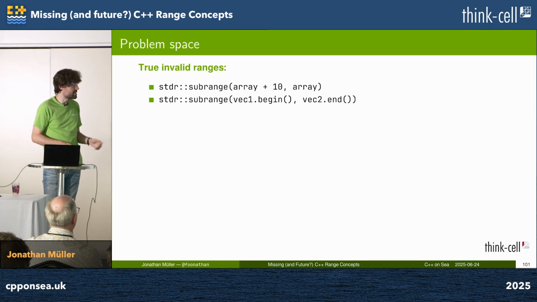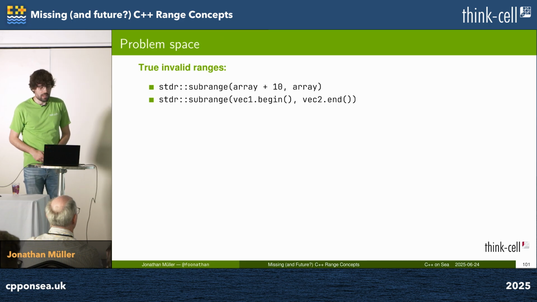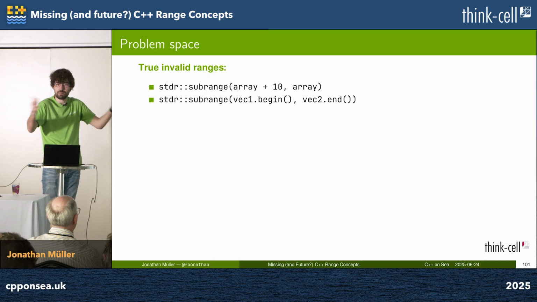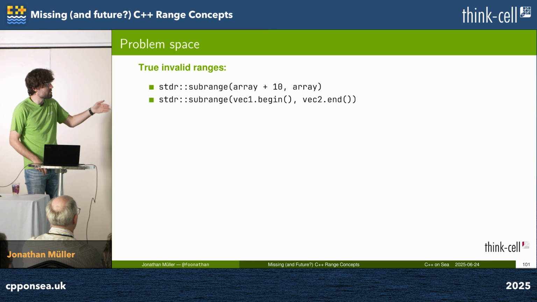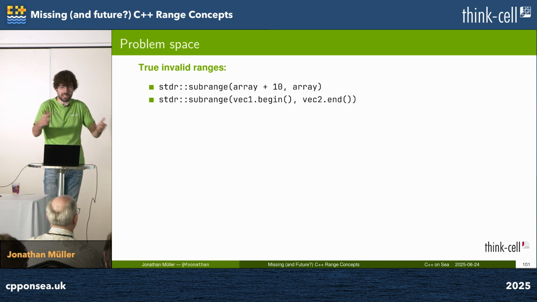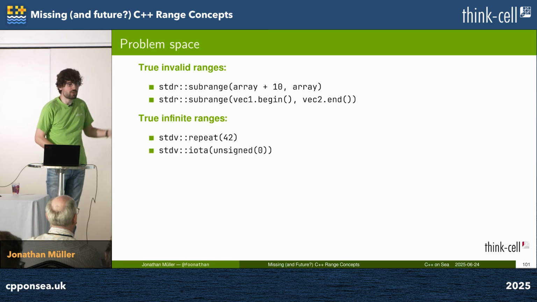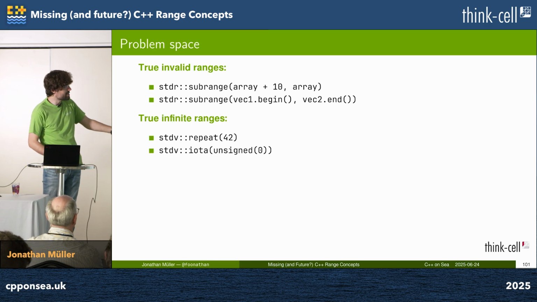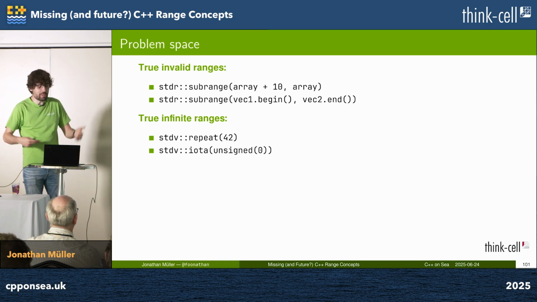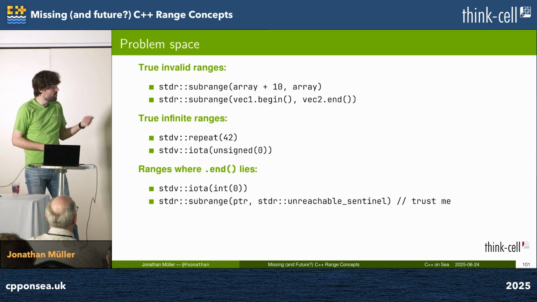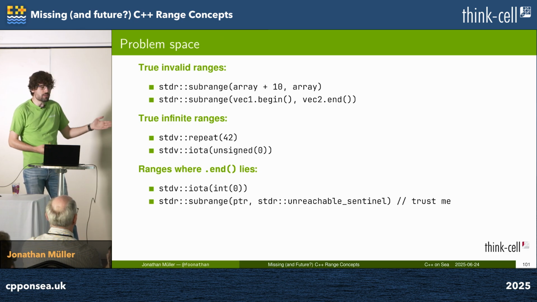So let's explore the problem space. We're having two invalid ranges, code like this. If you have a subrange of an array plus 10 to array, that is just a true invalid range, don't do that. If you have a subrange of vec1 begin and vec2 end, that is an invalid range, don't do that. So these ones should stay illegal. Then we're having true infinite ranges. Repeat 42 just repeats 42 forever. Iota of unsigned 0 just keeps incrementing the iterator, wraps around, goes over forever, a true infinite range. And then we have ranges where end lies, like iota of int, because eventually you will have integer overflow, which is undefined behavior for int. So iota isn't really an infinite range.